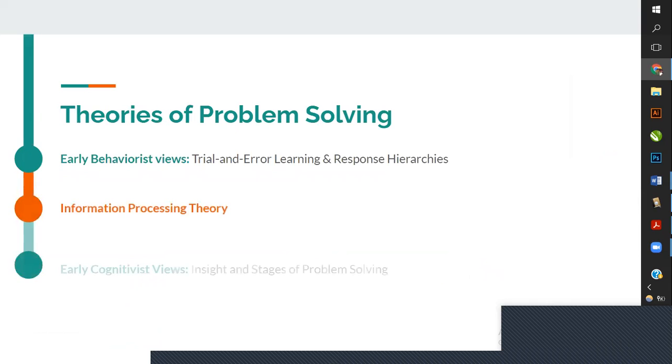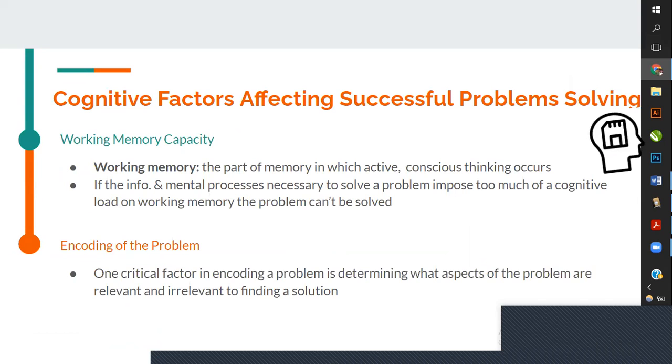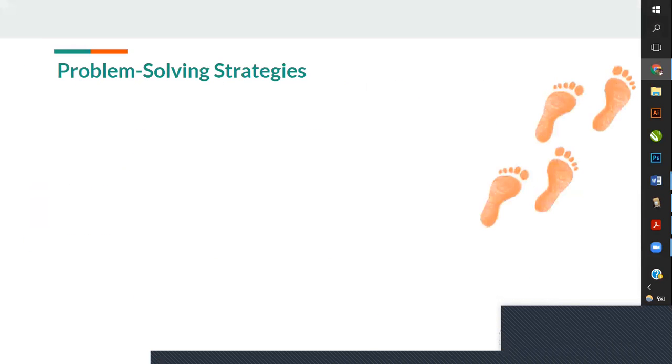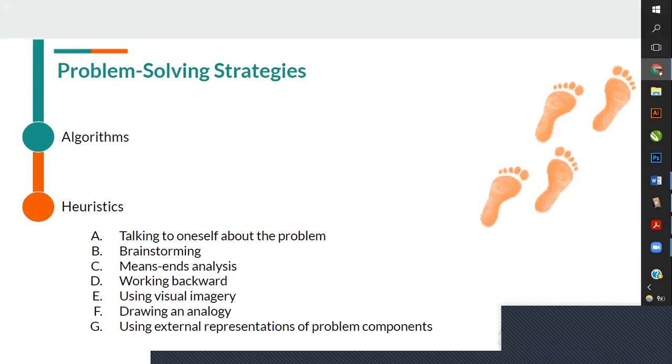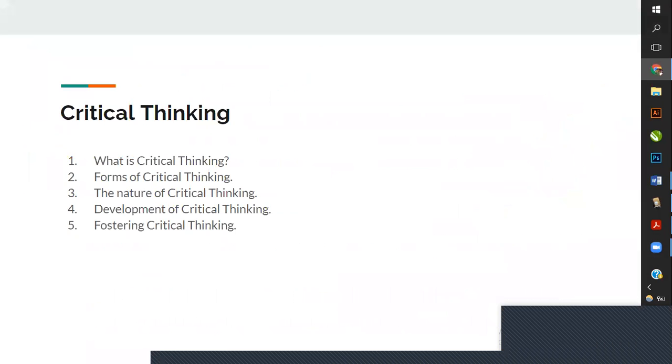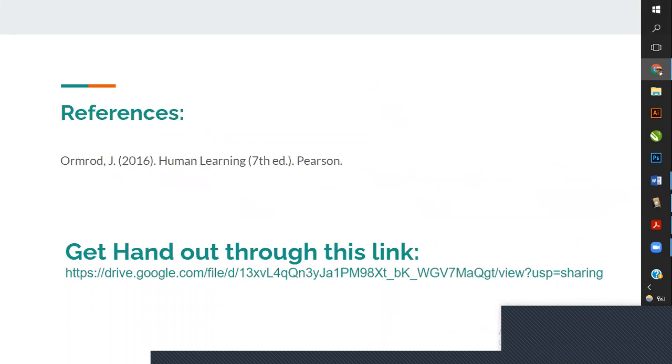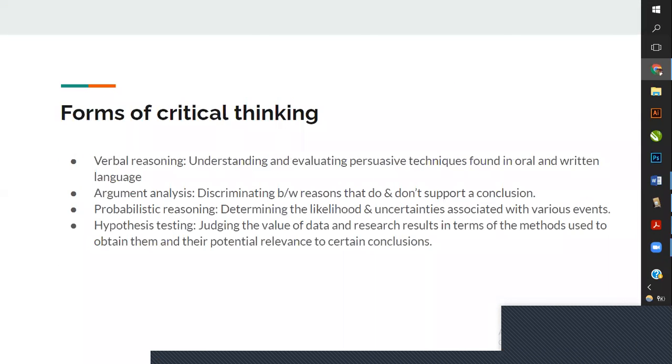So let's see if we can find something else that we can answer that with. Well, yes, actually we do. If we can refer back to critical thinking, right? Yes. In fostering critical thinking.